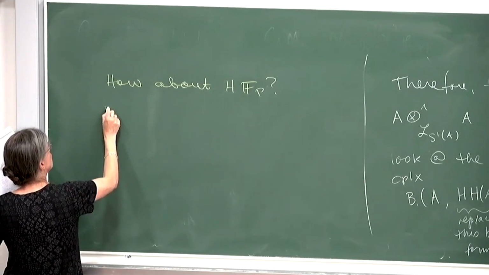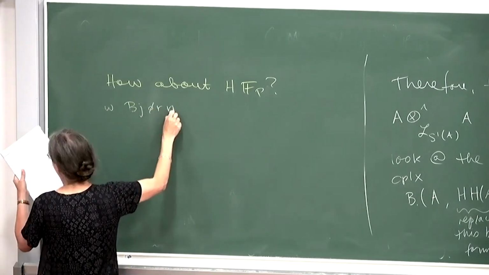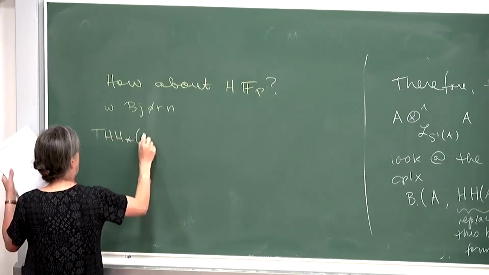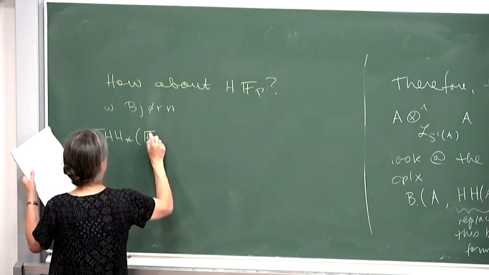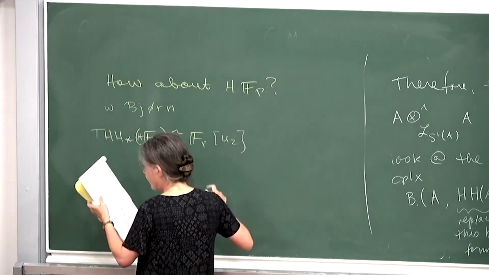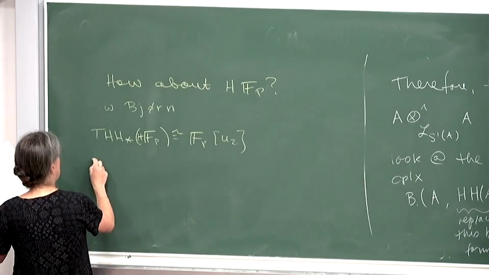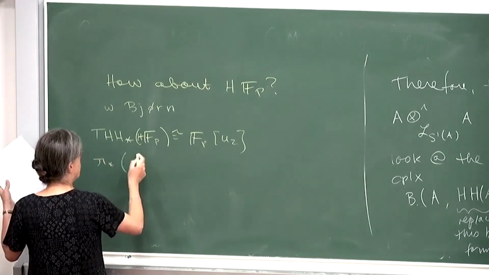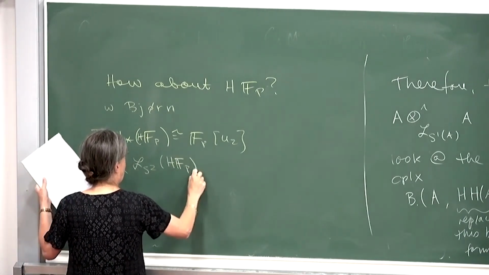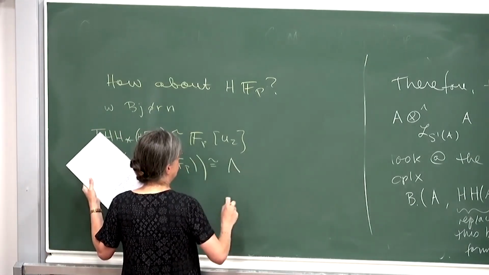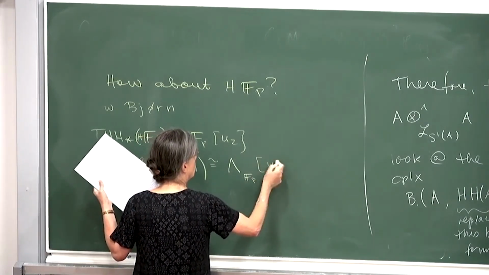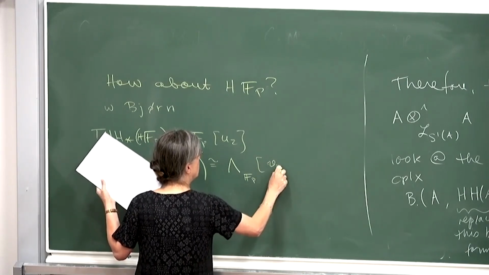So this is also joint work with Bjørn. Well, okay, so we know that THH star of HFP is isomorphic to FP of U2. And by all these recipes, pi star of LS2 of HFP is isomorphic to the exterior algebra over FP on some generator, I'll call it V3, whatever you want to call it.